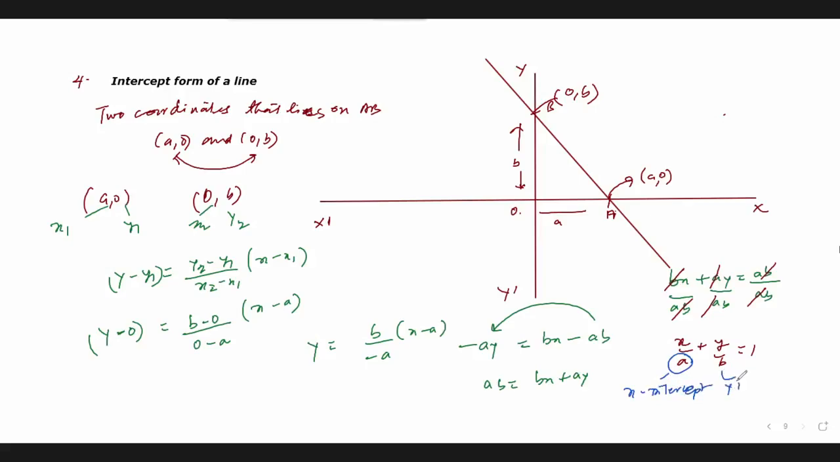And what is b? b is the y-intercept. So this type of equation is known as intercept form. There is one other method we can apply here.